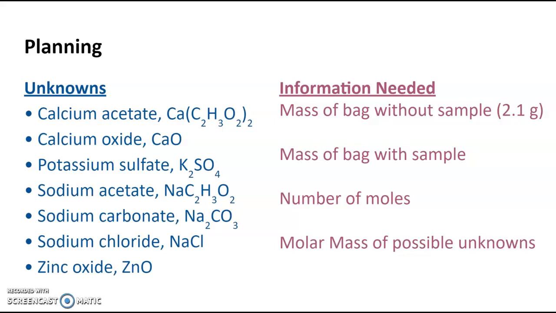The information you're going to have to collect includes the mass of a bag without a sample. I've provided that mass for you. The average Ziploc bag weighs 2.1 grams, so use that value. You're going to need to know the mass of each bag with the sample. You need to know the number of moles, which is written on the bag, and you need to know the molar masses of the possible unknowns. So part of your planning section is to calculate the molar mass of all 7 of these unknowns.